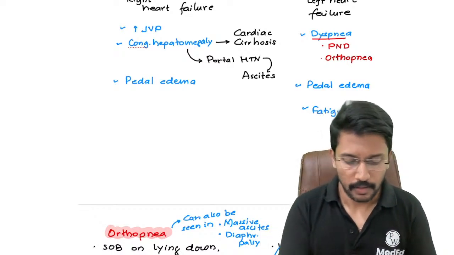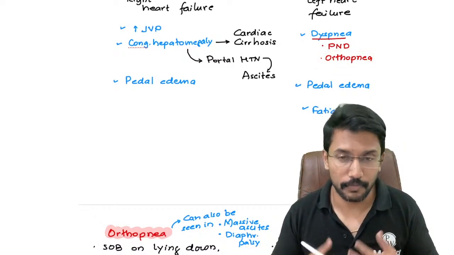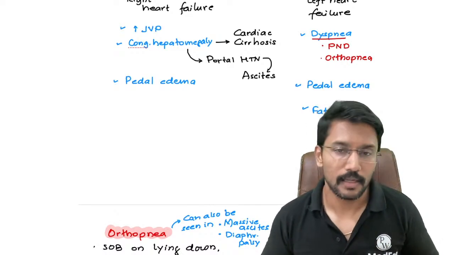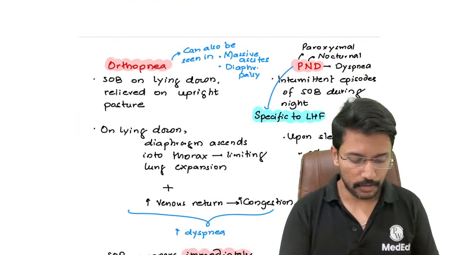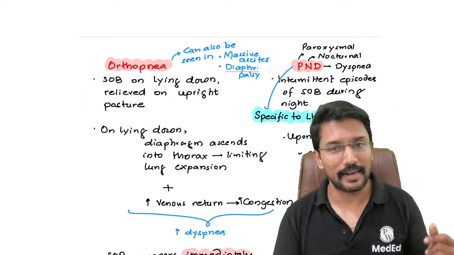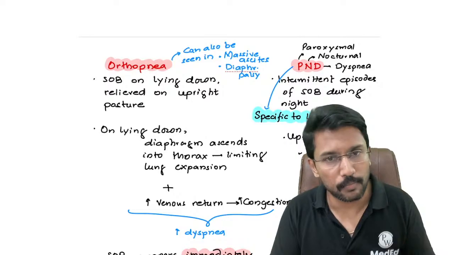In orthopnea, as soon as you make them lie flat on the bed, they feel short of breath. As soon as they are upright, the relief is immediate. Okay, so orthopnea is shortness of breath on lying down and relief on upright posture, both happening immediately or spontaneously.